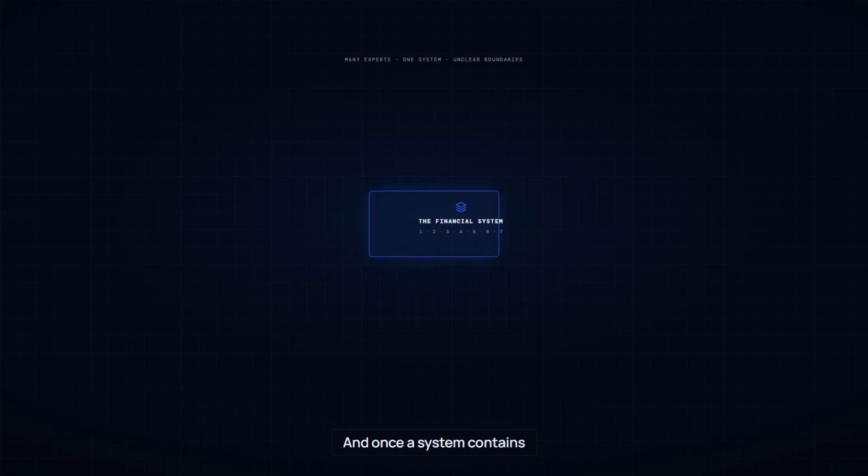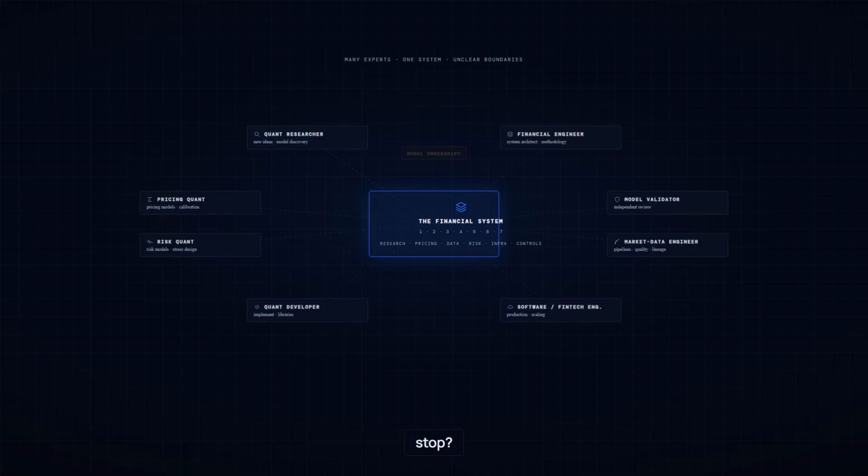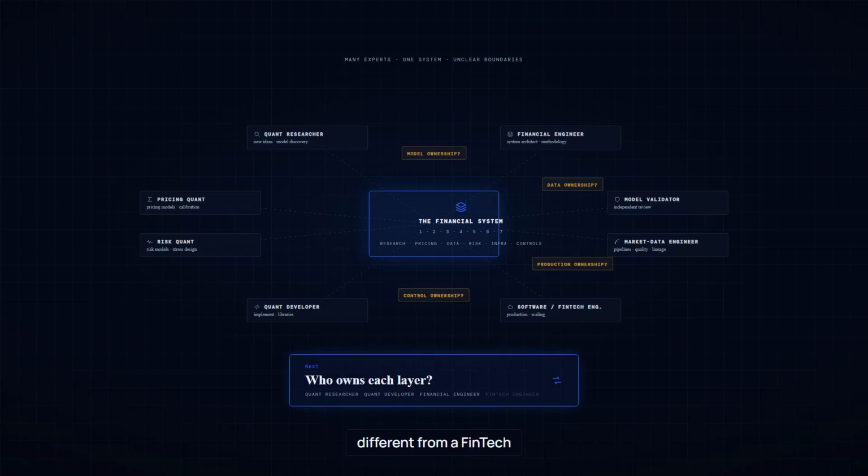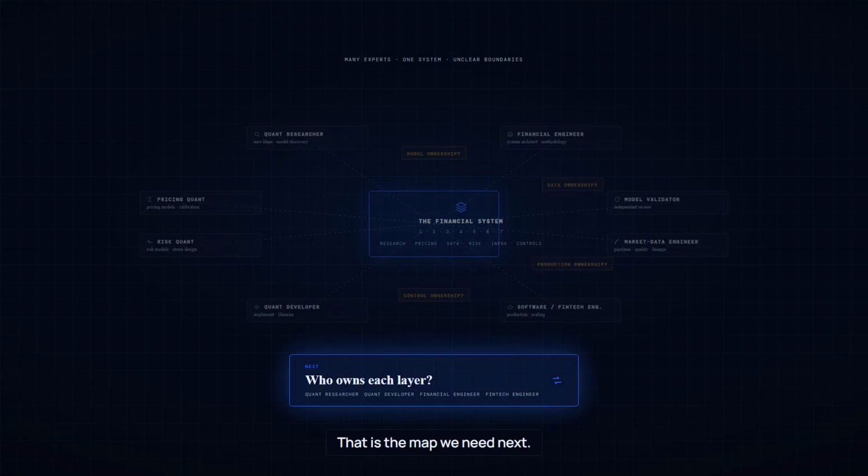And once a system contains research, pricing, data, risk, infrastructure, and controls, a new question appears. Who owns each part? Where does the quant researcher stop? Where does the quant developer begin? And how is a financial engineer different from a FinTech engineer? That is the map we need next.